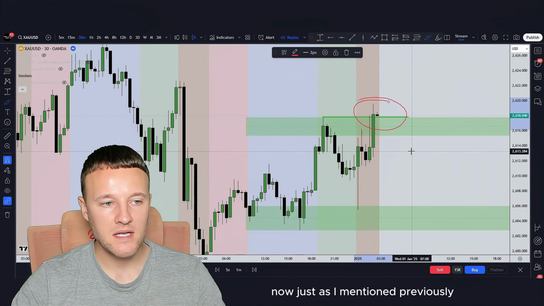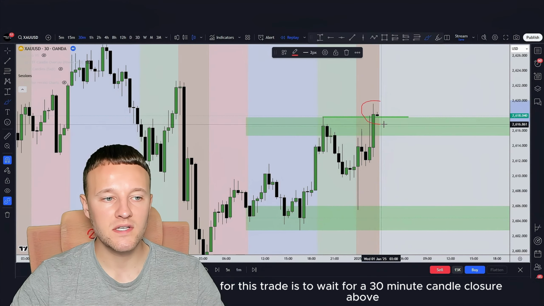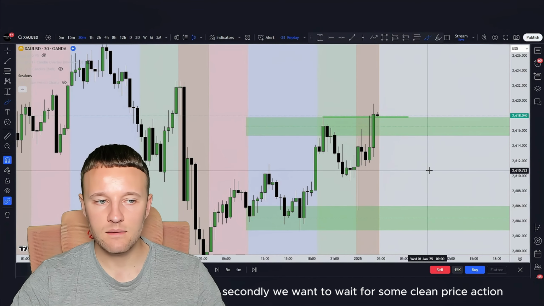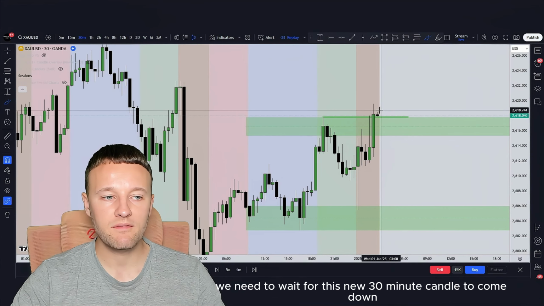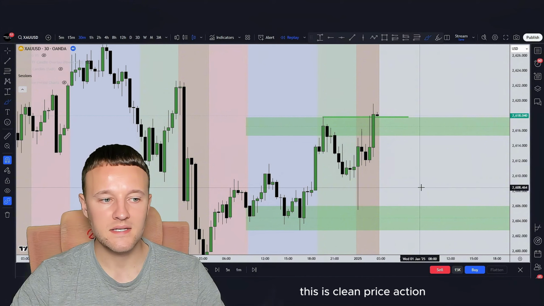Now, just as I mentioned previously, the entry criteria for this trade is to wait for a 30-minute candle closure above, which we have had right here. Secondly, we want to wait for some clean price action. And what I mean by that is we need to wait for this new 30-minute candle to come down and create a bottom wick, right? This is clean price action.